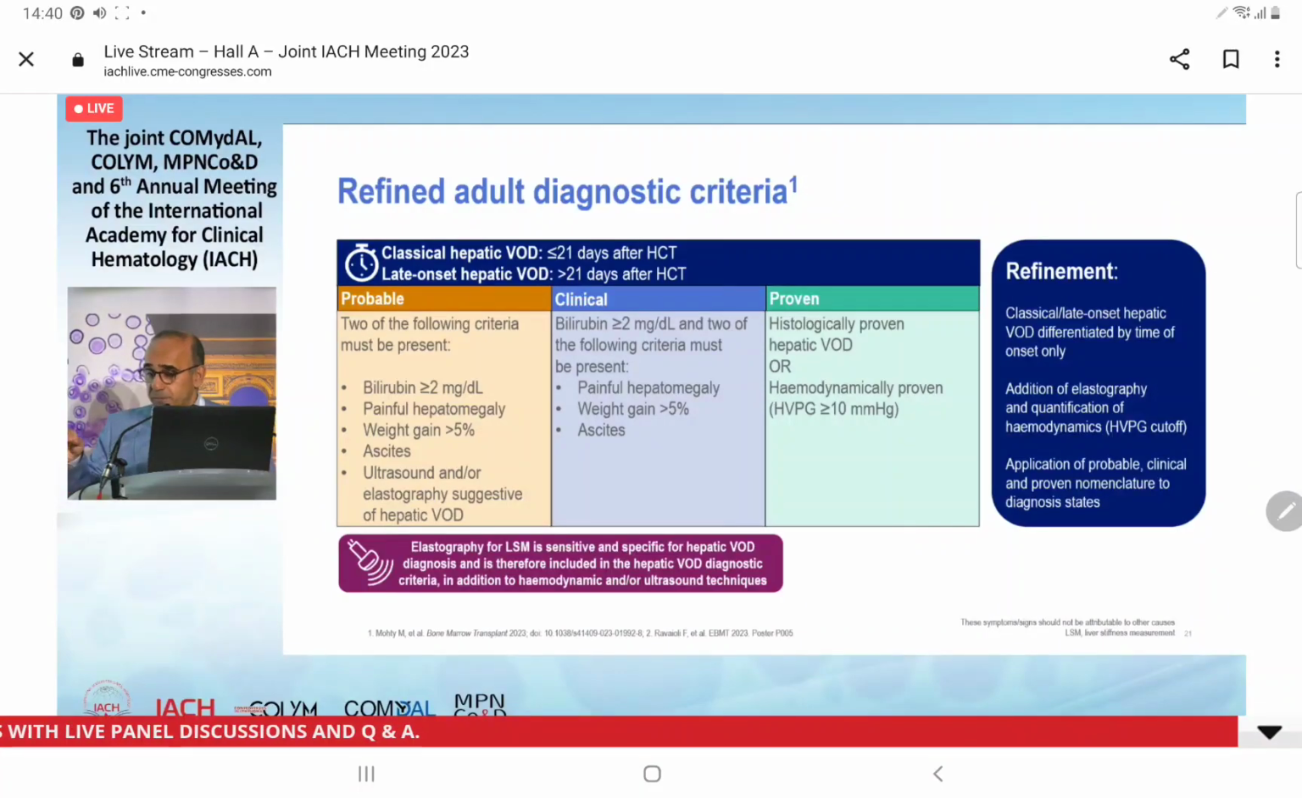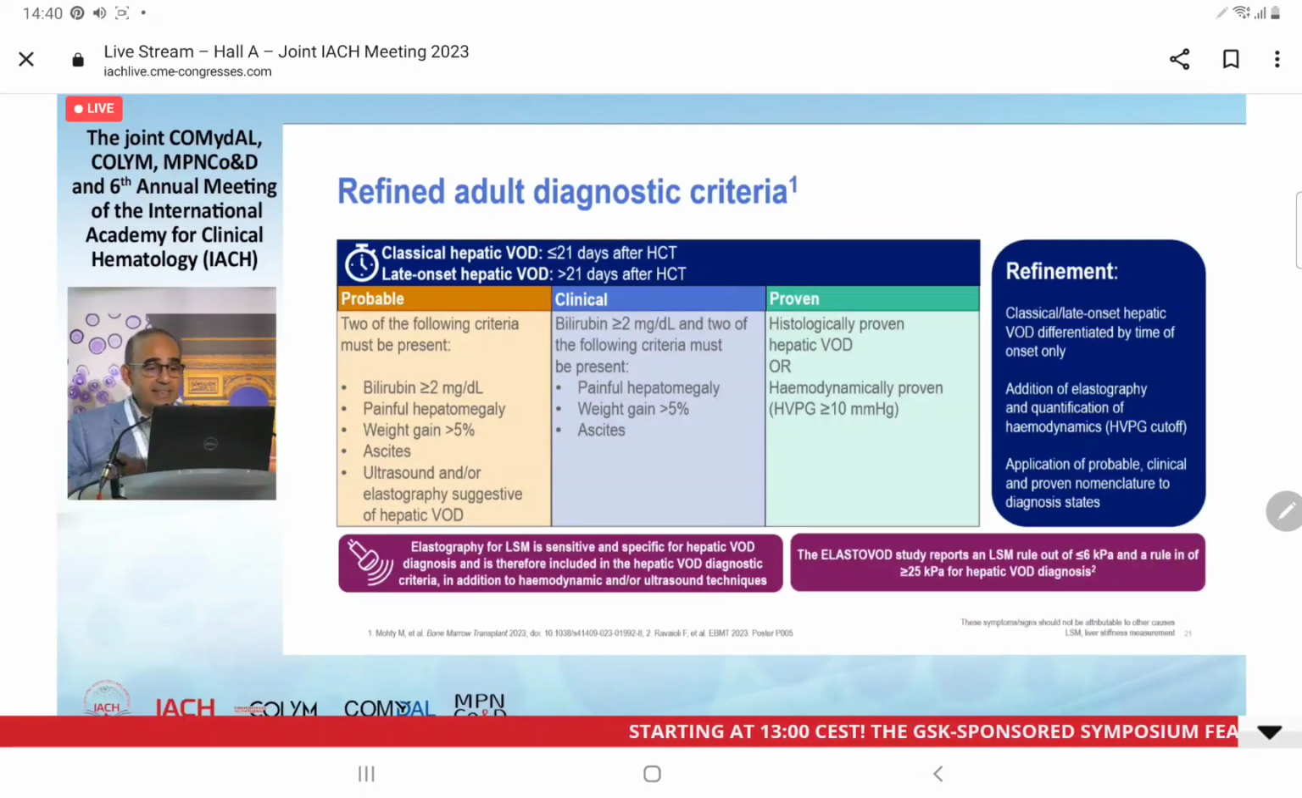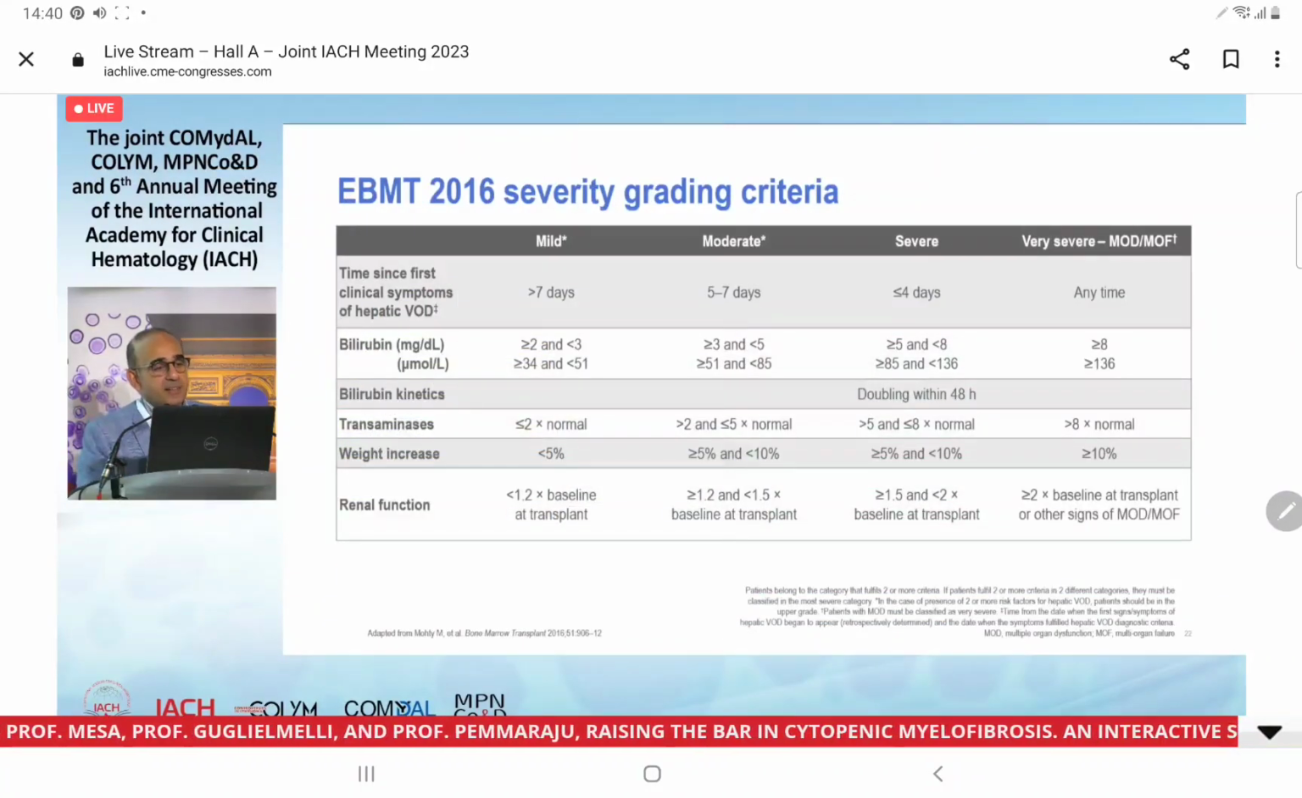And moreover, if you are able to do your elastography to measure your liver stiffness, then you are having an additional very powerful parameter which has been validated now in a randomized trial done in Italy. So in the Elasto VOD study that has been led by the Bologna group. So putting all this together, we believe that it will be probably, hopefully, easier to identify early these complex cases.